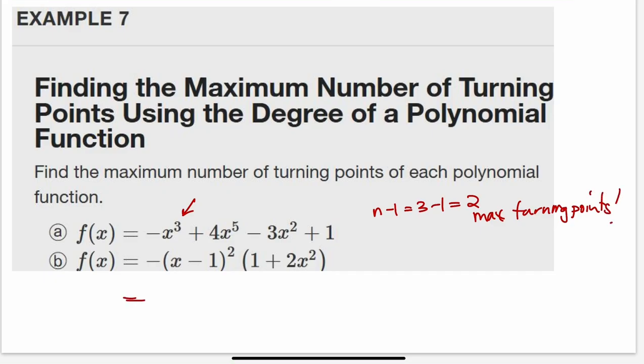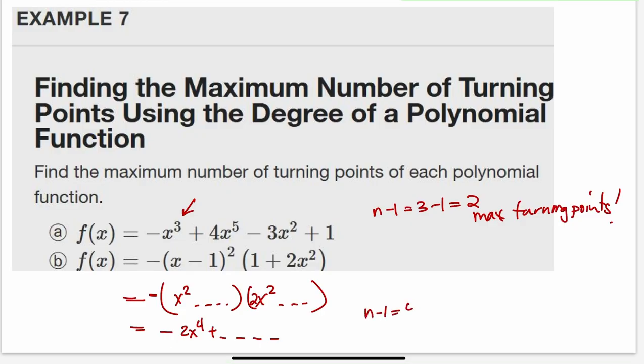Here, if I was to multiply this out, this is going to give me x squared times some stuff, and this one is going to be x squared with some stuff in it, 2x squared. So it looks like my leading term, with this negative out here, is going to be negative 2x to the fourth. So its degree is 4, so n minus 1 would be 4 minus 1, or 3 max turning points.